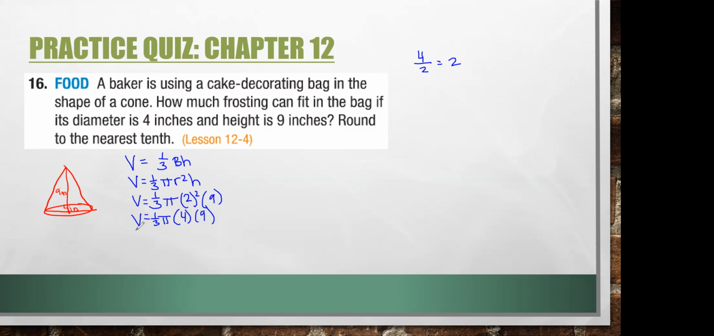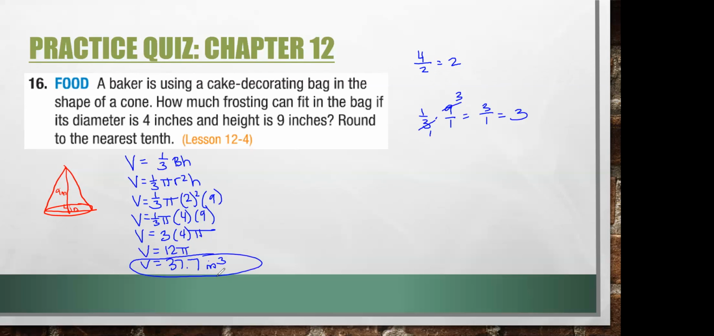So then I would multiply 1/3 times 9 because I can simplify, okay? And I end up with 3 over 1, which is 3. So that would be 3 times 4 times pi. I still have to multiply by the 4. And so 3 times 4 is 12. And then I type into my calculator 12 times pi. And you round to the nearest tenth, and I get 37 7/10 inches cubed. Okay.